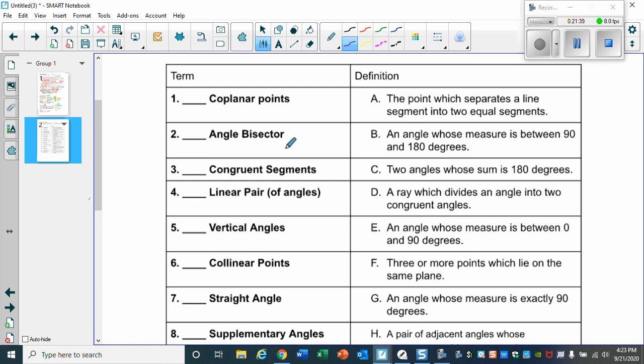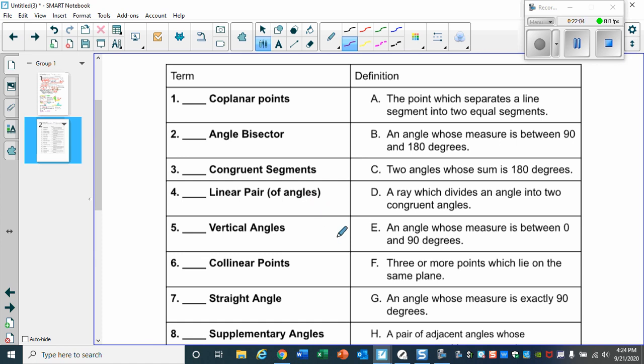So for instance, number 2 would not be A. A is the definition regarding a point. But 2 is talking about an angle bisector, so probably has to deal with some type of angle. And you keep on going. So watch if it's angles or points.